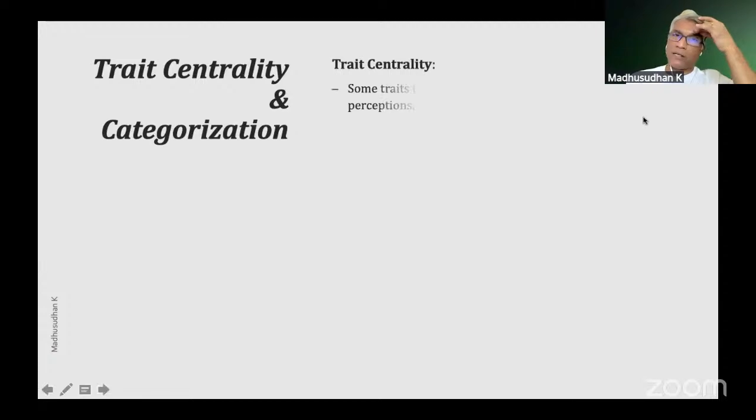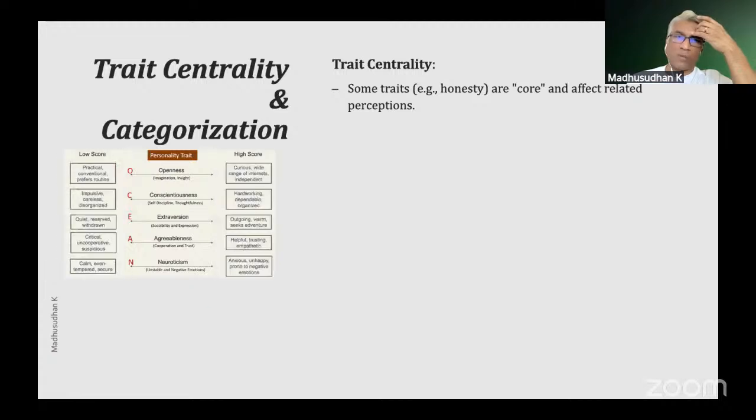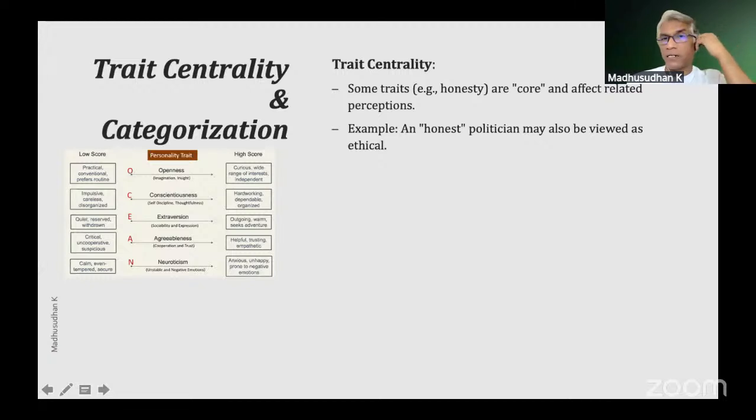So trait centrality is also discussed by Solomon Asch. As I said, every individual will have 5 to 10 central traits in common. Specifically, they will have those traits. You can define those people with those traits. Peripheral traits can vary. Some traits, for example honesty, are core and affect relative perceptions also. For example, these are central traits. High and low can impact.